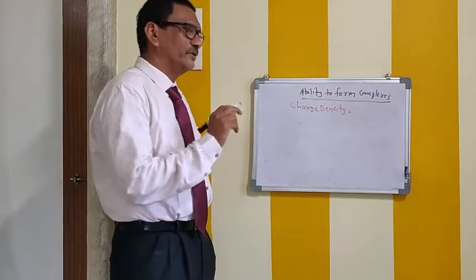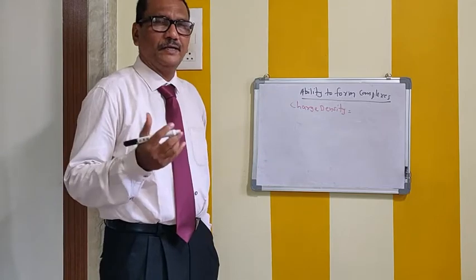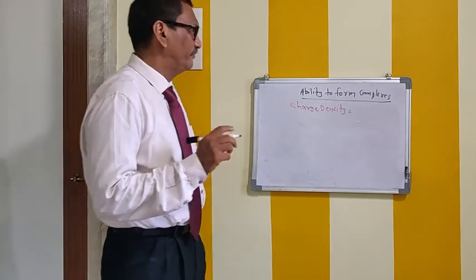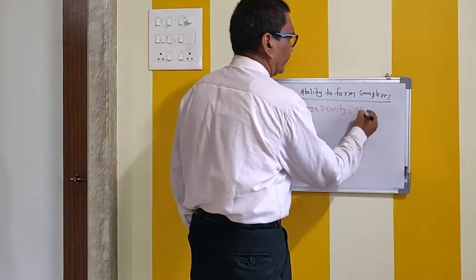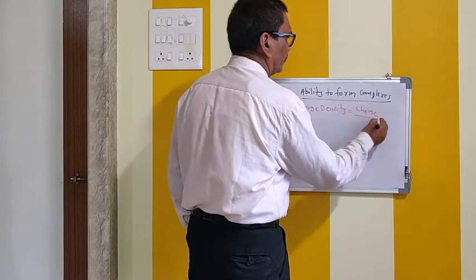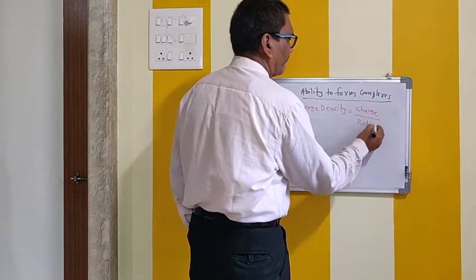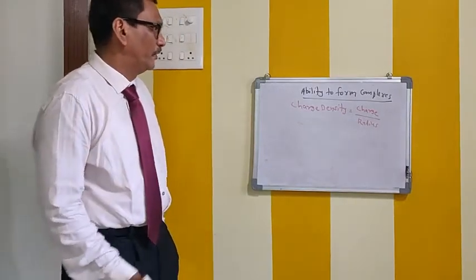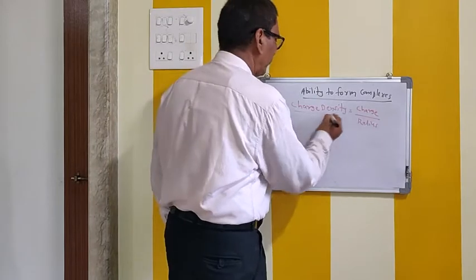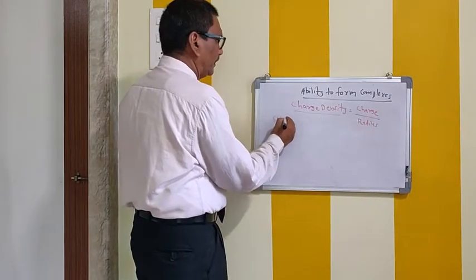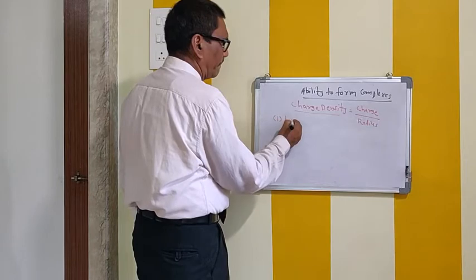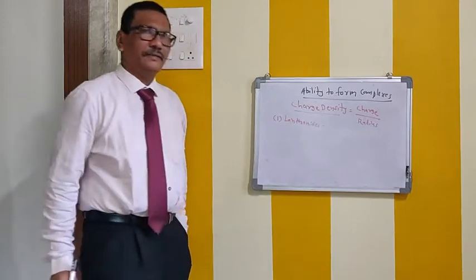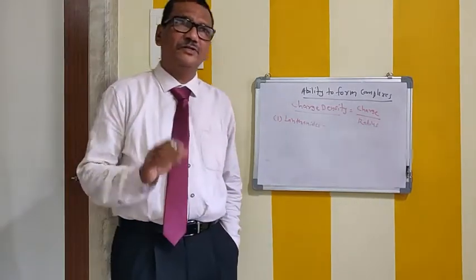So what is the charge density? You can tell what the charge density is and how it is calculated. Charge density is the ratio of charge to the radius. It is charge to the radius. That is the factor with which we can calculate the charge density. Now if you compare for the lanthanide ions, how much maximum charge is there?